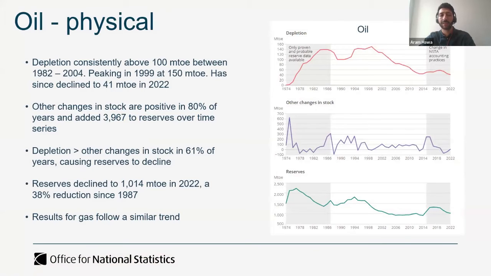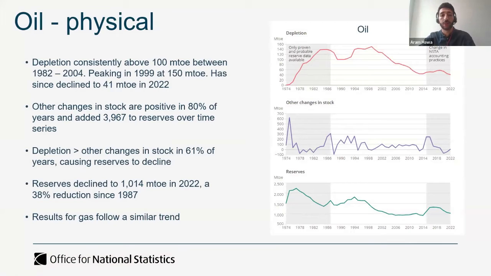The story for oil and gas is very similar, and to save time, I will focus on oil. However, aggregate results for oil and gas are explored later. Depletion was consistently above 100 million tons of oil equivalent between 1982 and 2004, and peaked in 1999 at 150 million tons of oil equivalent. It has since declined to 41 million tons of oil equivalent in 2022.